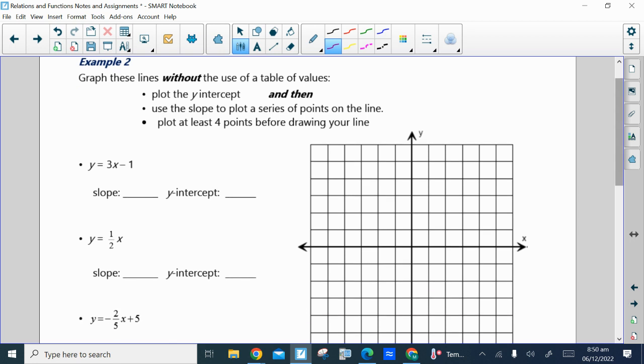So let's see how we can now use this to graph a line. Instead of using a table of values, like I said, this gives us another way to graph lines. So it says you start with plotting the y-intercept and then use the slope to plot a series of points on the line. Plot at least 4 points before drawing your line. So let's see how this works. The first one, that line is in slope-intercept form because you have y by itself on one side, everything else on the other.